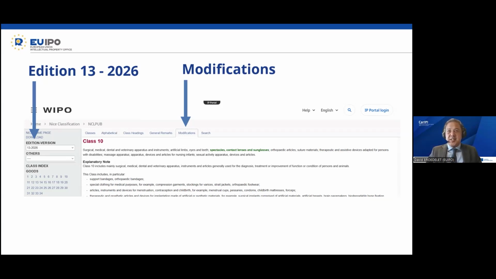As I said, the cutoff date is the 1st of January this year, meaning that all the applications that we received before this date followed edition number 12. And all the applications that we receive as of the 1st of January follow edition number 13. So regardless of when we here at EUIPO process the application, what counts is the date that it was filed. I now have some examples of changes of this 13th edition.